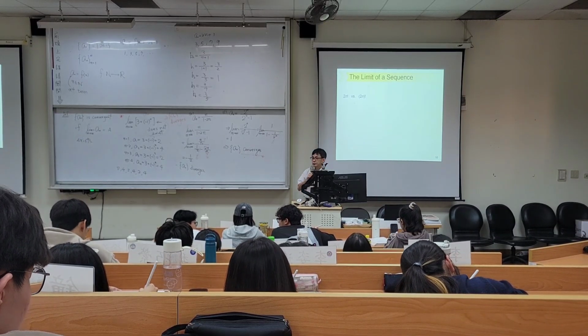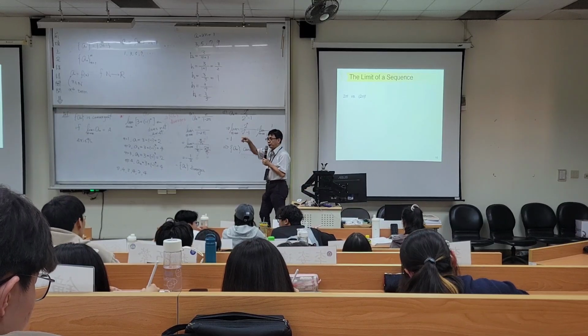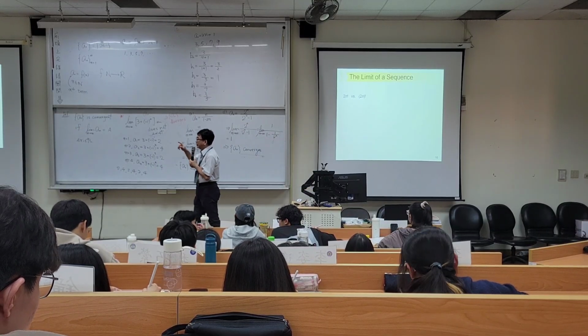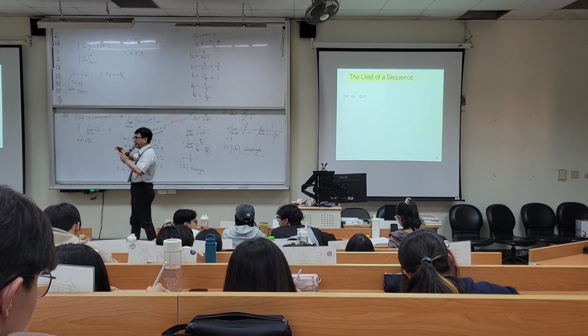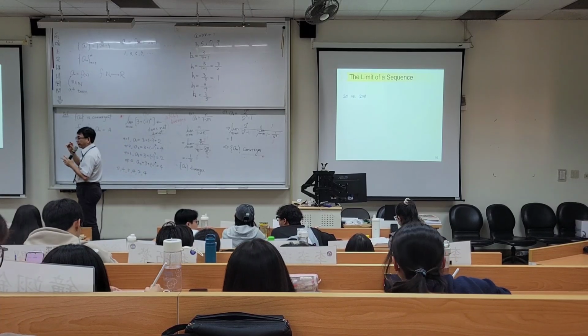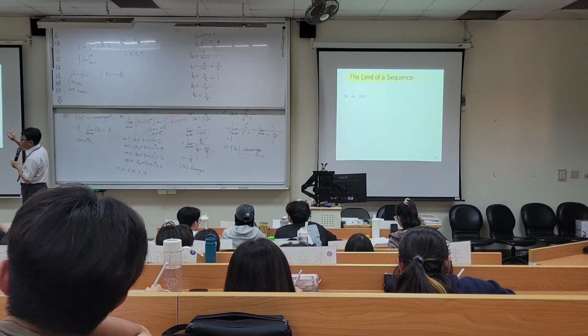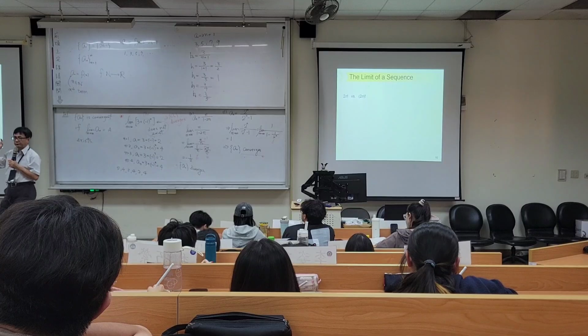Let me ask you a question. 2n factorial and 2n with parentheses factorial. Are these two the same? Are they different?